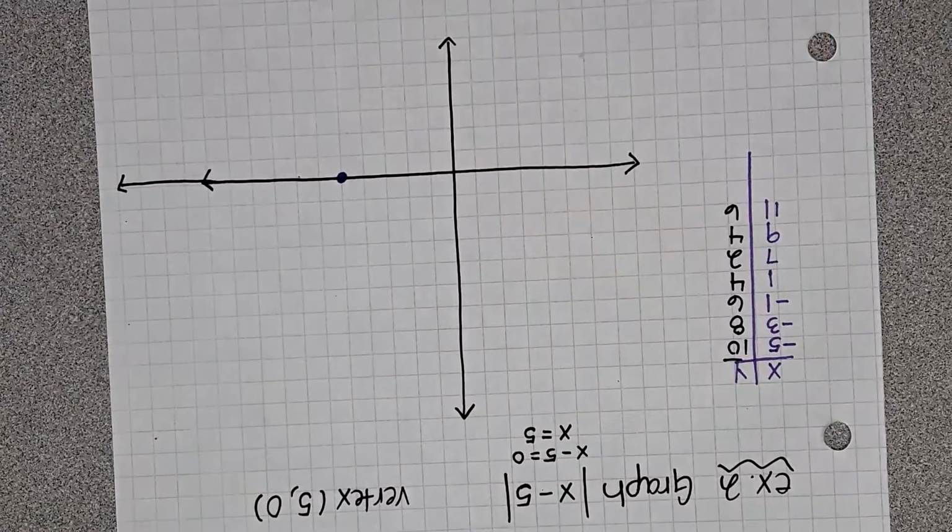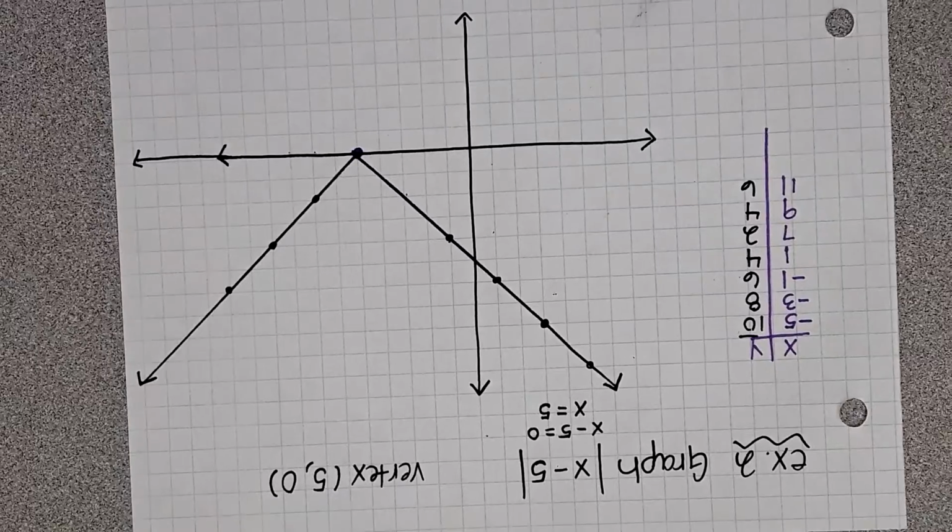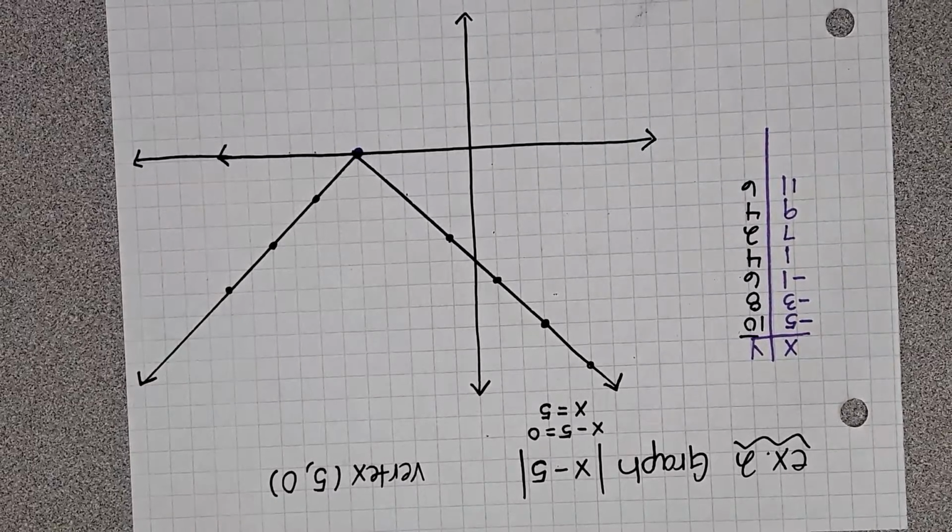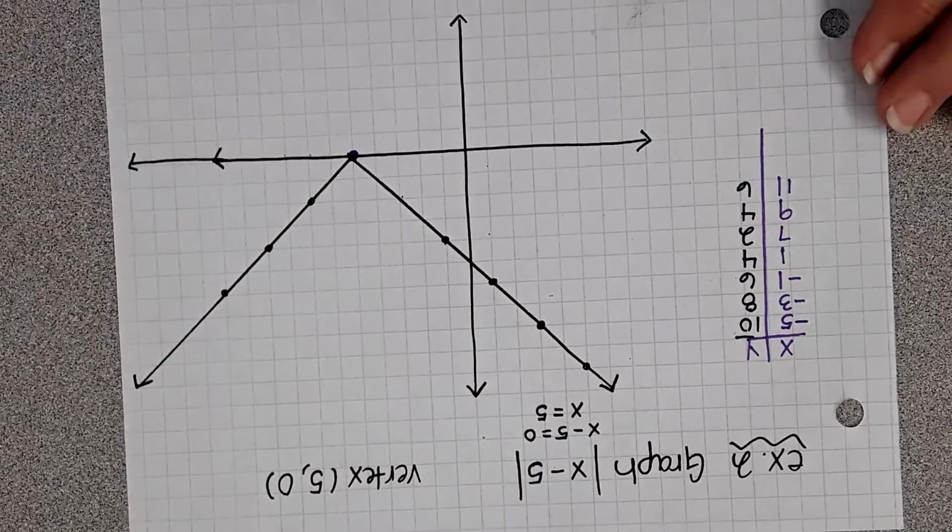Now what I want you to do is graph it. What's the shape of this graph? A V. It should be a V. So let's go ahead and graph it. What's the last part of this problem that we have to do? The domain and the range.